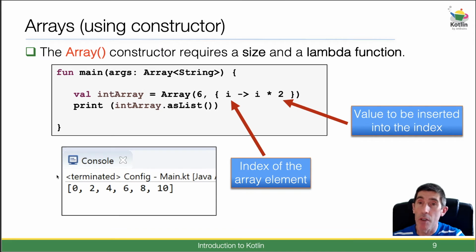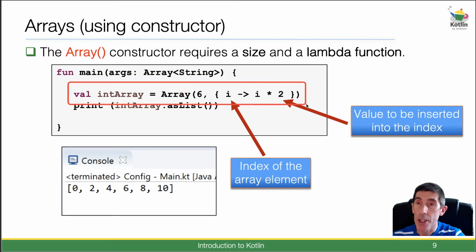In terms of just talking about the constructor, the array constructor requires a size and a lambda function, and we'll talk about those lambda functions, lambda expressions, a lot more in the next few sections. But for the moment, if we just look at this example here, we're saying val int array, then we're calling the Array function. Notice not arrayOf, this is the Array function, so there are subtle differences. And then we're passing in a size, so there's our 6, and there's our lambda function.